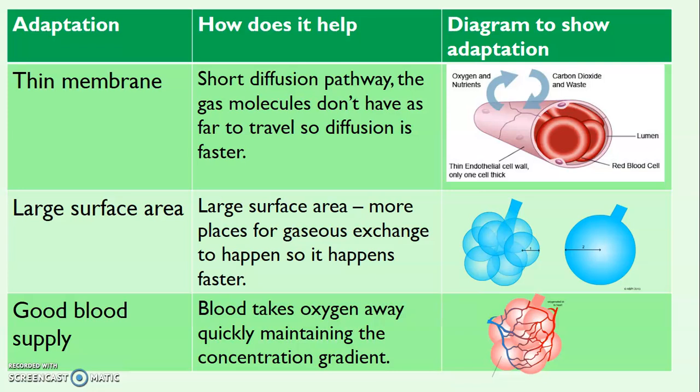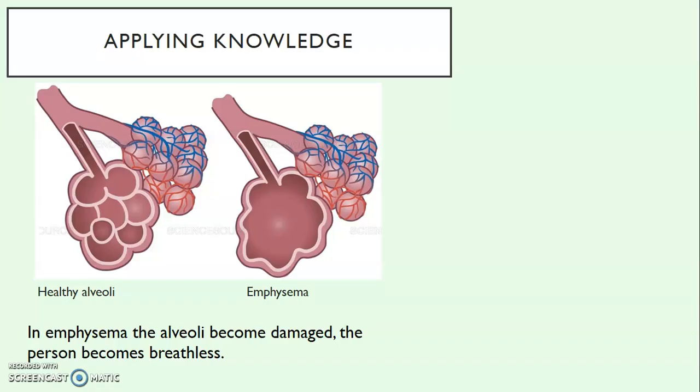So this concentration gradient, the difference between the high oxygen concentration in the lungs and the lower oxygen concentration in the bloodstream, is maintained. So it means that diffusion is constantly happening. So make sure you've got those down. If you've got, as I say, slightly different diagrams, please don't worry about it. That is absolutely fine. So those are the 3 adaptations of the alveoli.